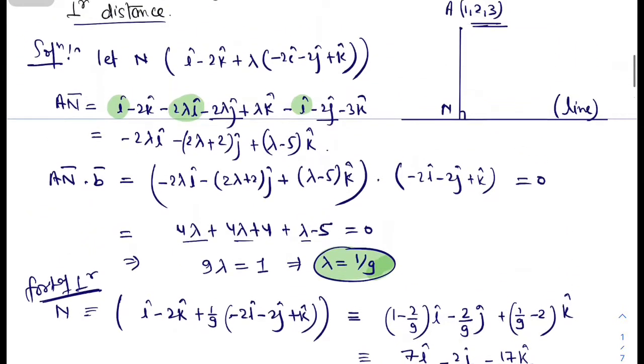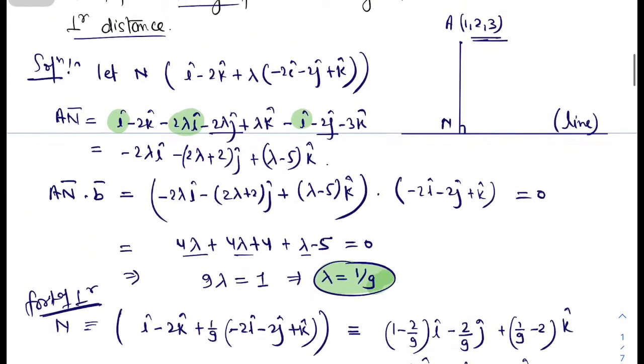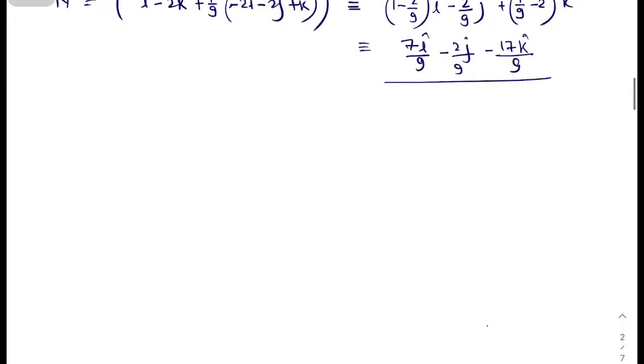Okay, if we have the knowledge of the foot of perpendicular, we can now easily calculate the perpendicular distance by taking the magnitude of the vector, and by using the midpoint formula we can calculate the image of this point.